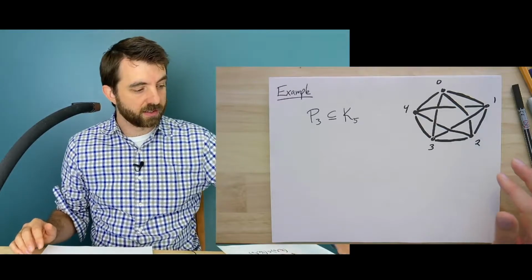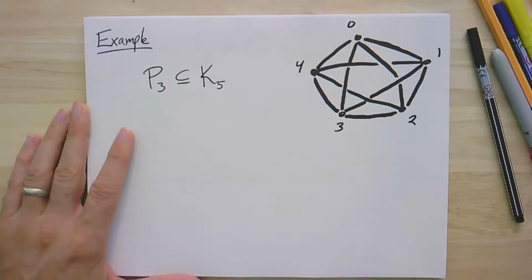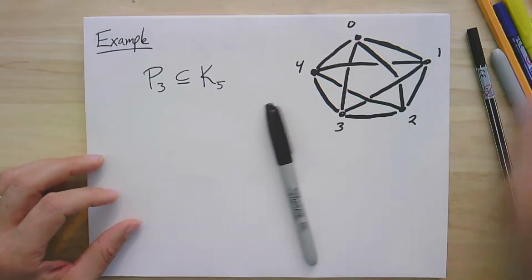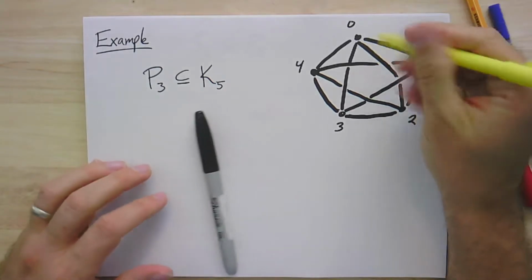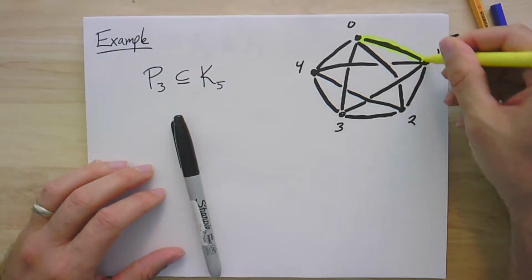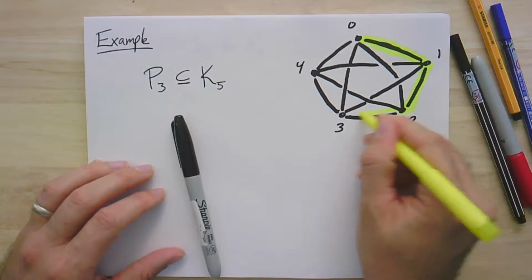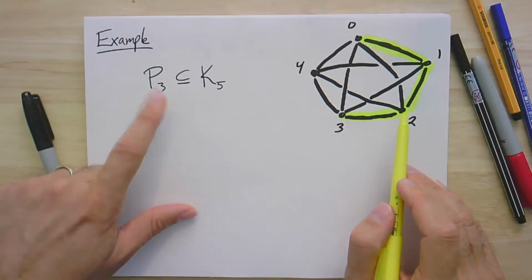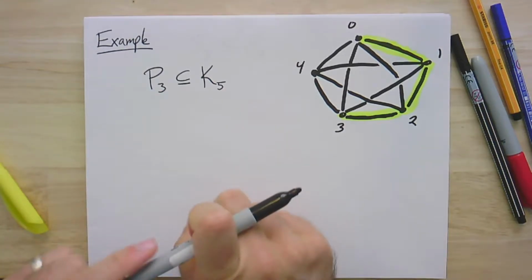Okay, so here is an example. The graph P3 is a subgraph of K5. Okay, so I've drawn K5 here, and if I'm going to find this subgraph P3, in pictures you can just see it. You see like, yeah, here it is. Here's that path of length 3. I go 0 to 1 to 2 to 3. Right, remember P3 is the path with 3 edges.